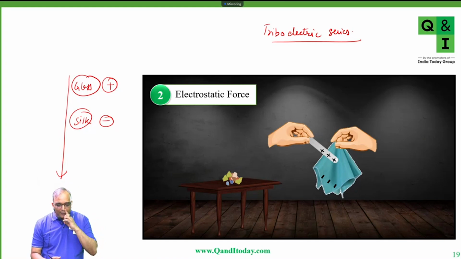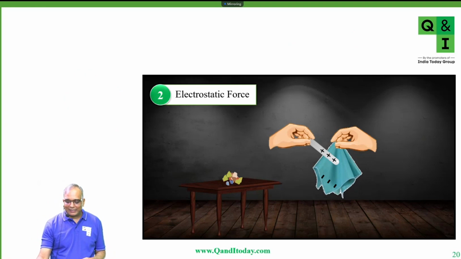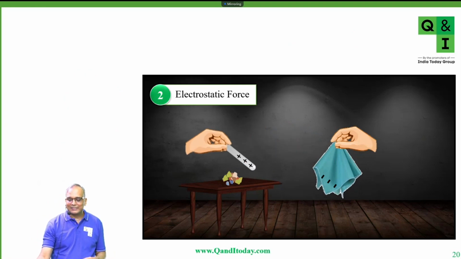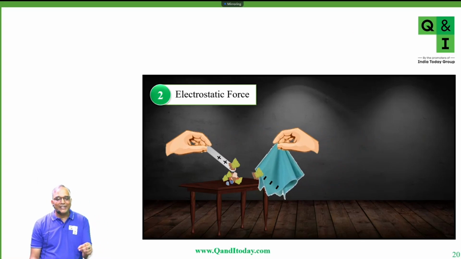Okay. So now, as I said, when we rub this glass rod with this silk, the glass rod becomes positively charged and silk becomes negatively charged. When the glass rod is brought near a piece of paper, it attracts the paper because it has a charge. Similarly, the silk cloth will also attract the bits of paper, again because it has charge. Because these bits of paper are neutral, they get attracted to both positive and negative.